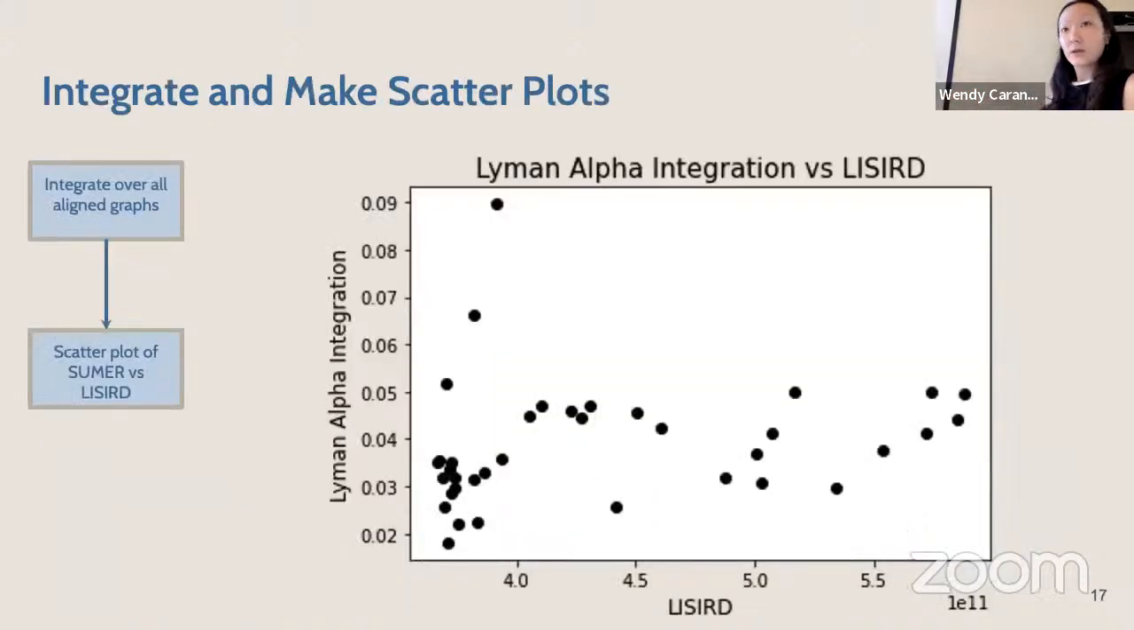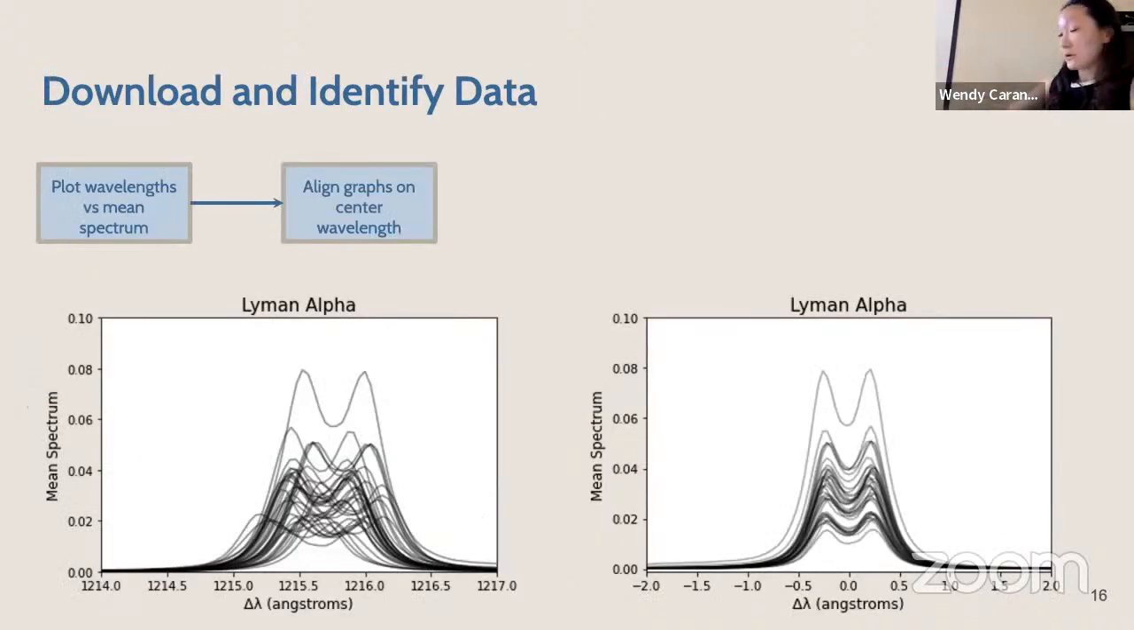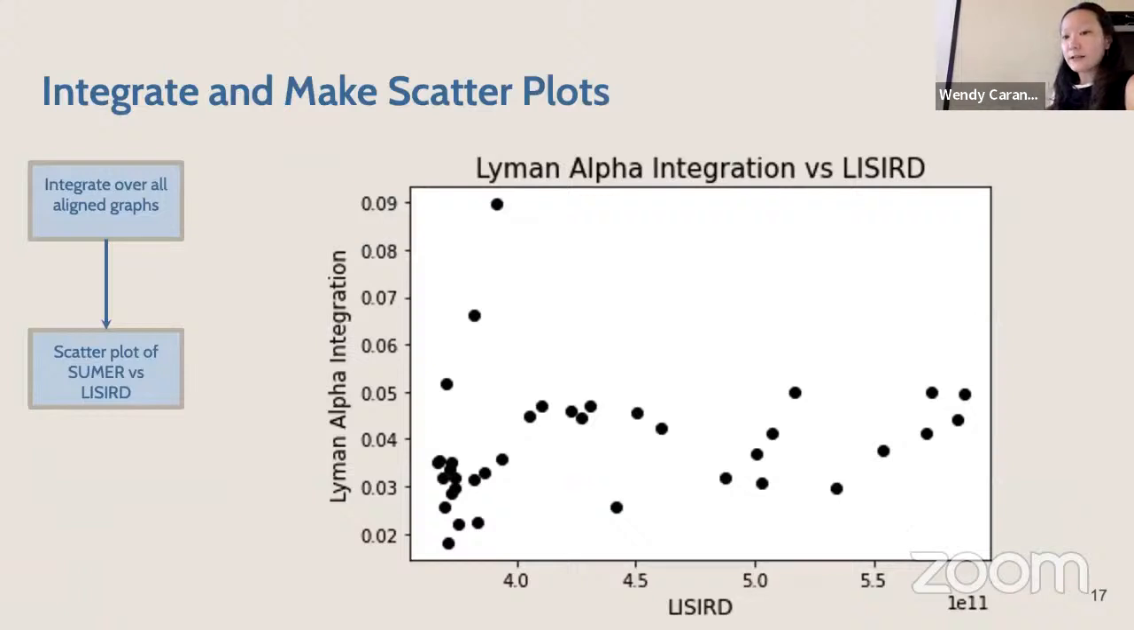And so if we want the total brightness of Lyman alpha and Lyman beta, you have to integrate, get the area under the curve. So that is what I did from this nice lined up graph here. And then I plotted that versus LISIRD values. And LISIRD gives us a correct brightness in a sense. So SUMER also gives us a brightness, but it's okay, not amazing. So we want something to compare it to that's a bit more trustworthy.